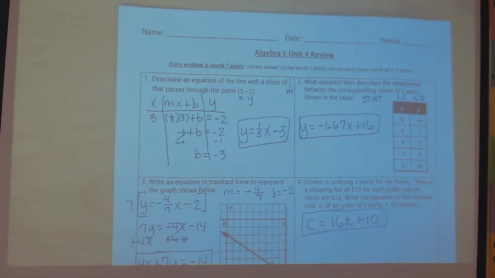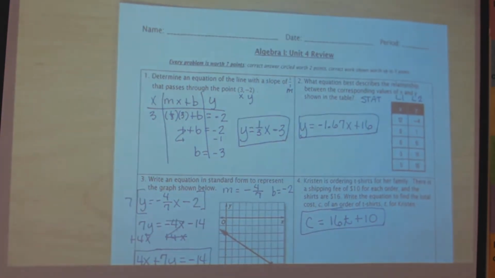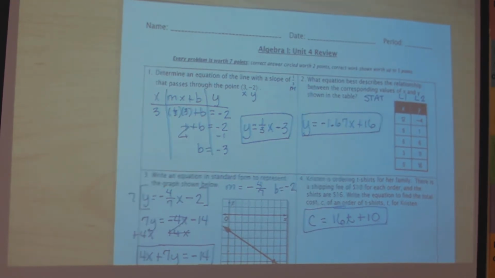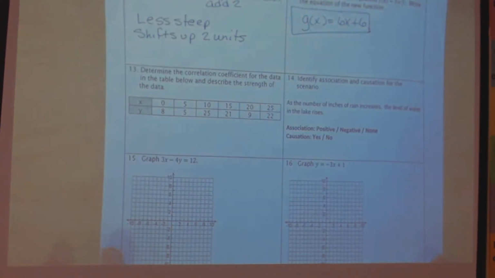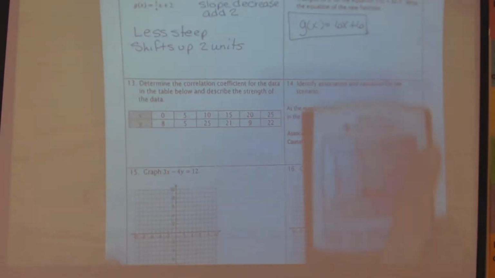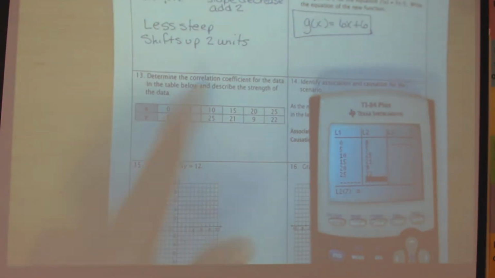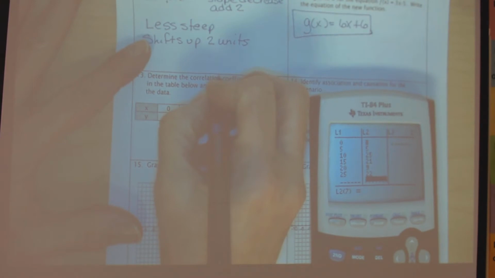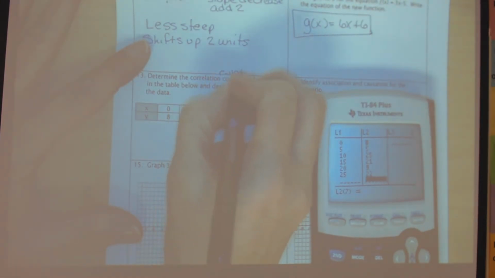Okay, this will be the final part of the Unit 4 review, Part 4, covering the last 4 questions on the back of the review. So we will start with problem number 13. This again is going to be a stat problem. They are asking for the correlation coefficient. Remember, this is our R value.